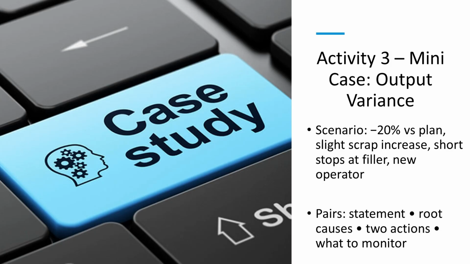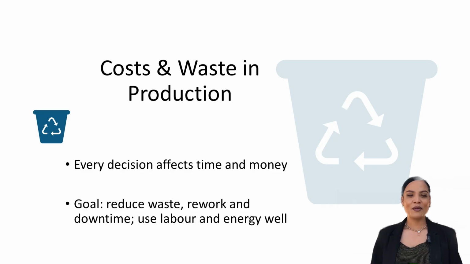Scenario: output down 20%, scrap increased, 2 filler stops, new operator on shift. Workbook task: write the problem statement, identify causes, suggest 2 actions, and list what to monitor next shift.